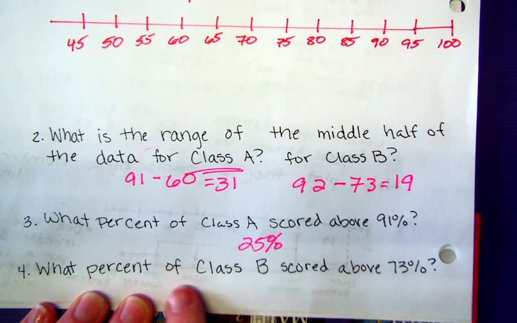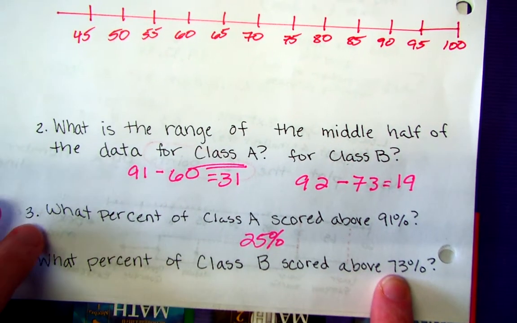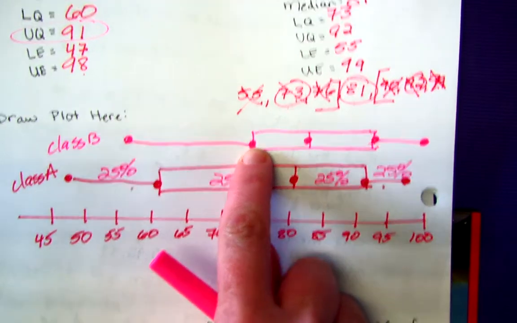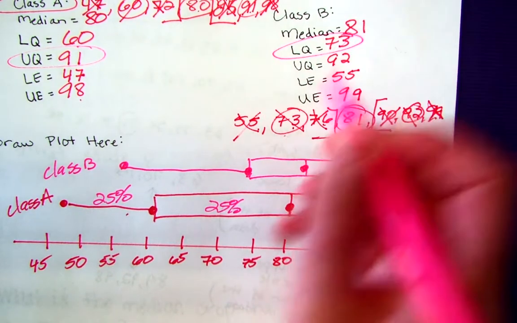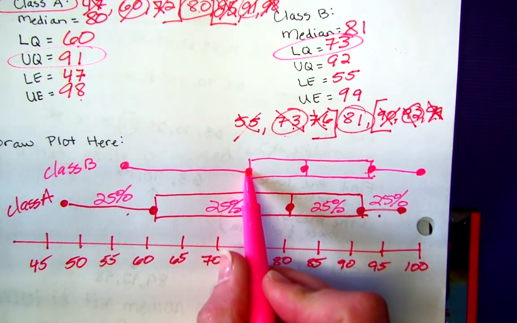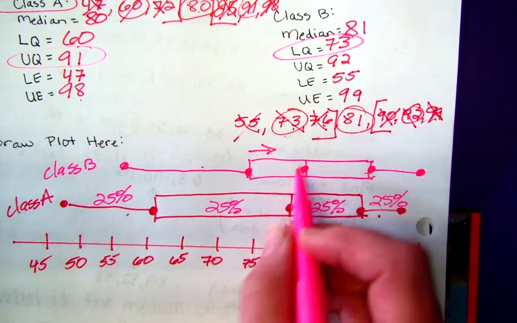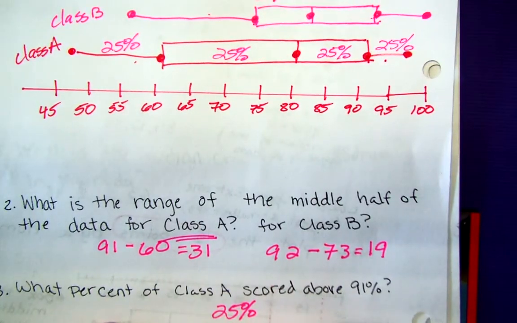Now, the next question says, what percent of Class B scored above 73? Well, 73, this is Class B, represents my lower quartile. So that would be right here. So everything this way, this is 25, 25, and 25, that's going to be 75%.